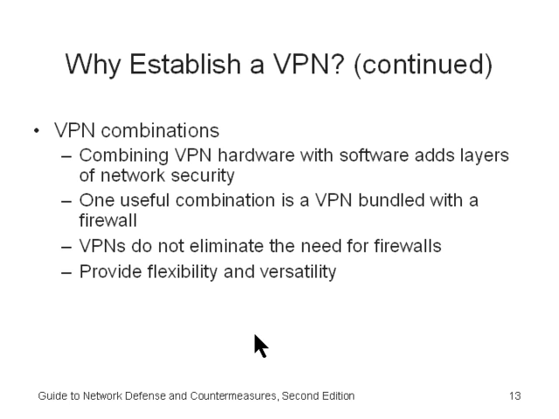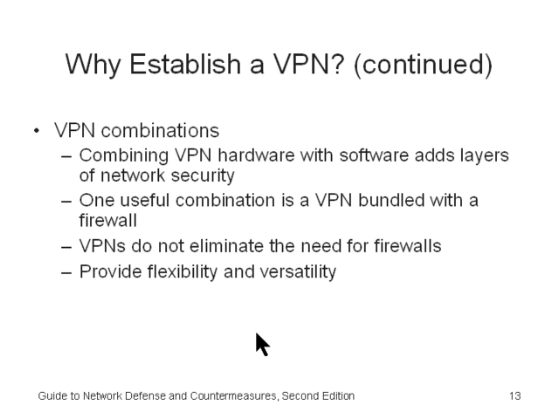So why would we use a VPN? There are several reasons, including that combining VPN hardware with software adds layers of network security. Remember in 4663 we talked about defense in depth. You have multiple layers of security, so if somebody breaks into the first layer, we have an added layer beneath that, and it just makes the black hat's job harder when trying to break into our resources.